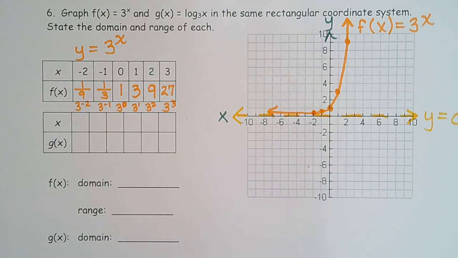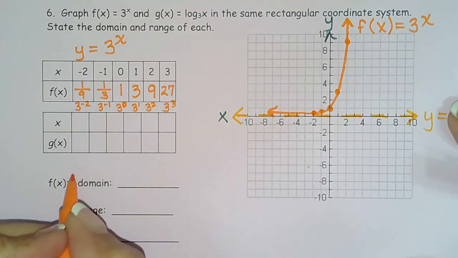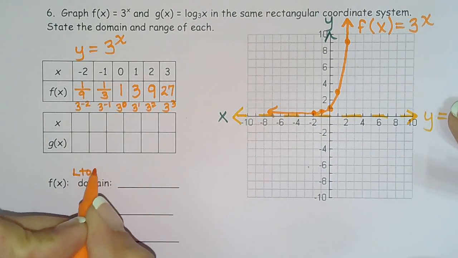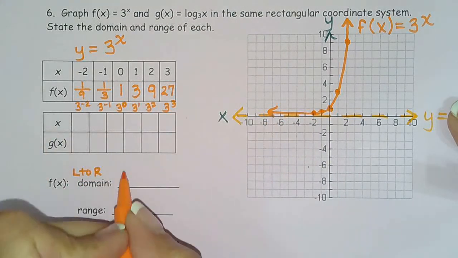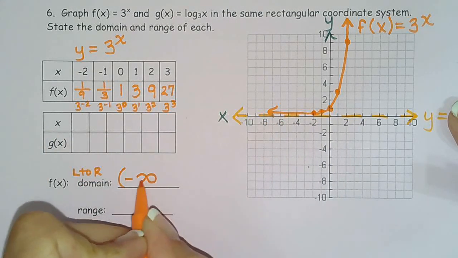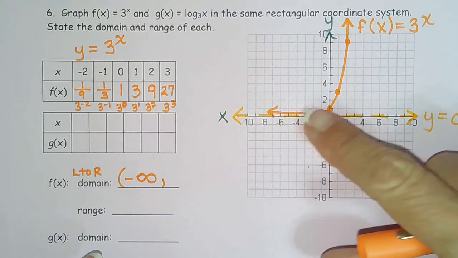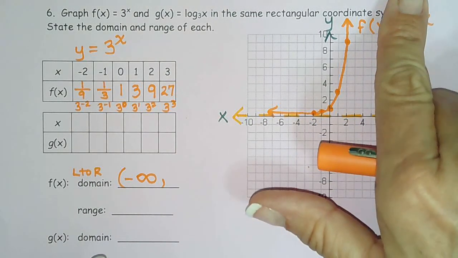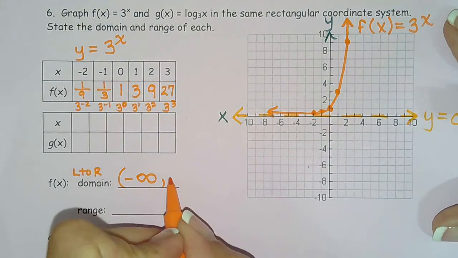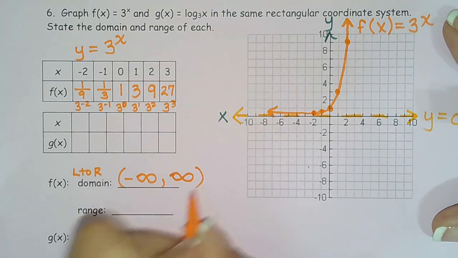So let's go ahead and do the domain. So domain, remember, is left to right because it's the x-axis. The leftmost value is going to be negative infinity. And the rightmost value, it's going to go right forever. See that arrow? So it's just going to keep going further and further and further right. So it'll be positive infinity.